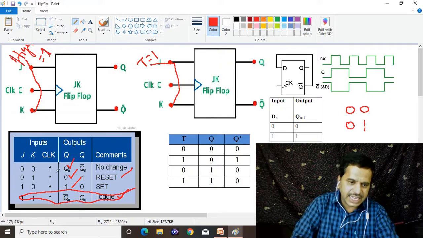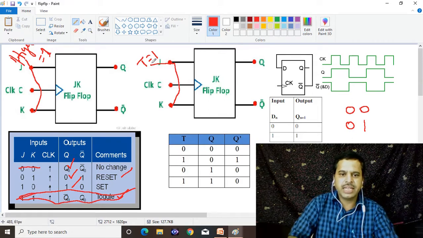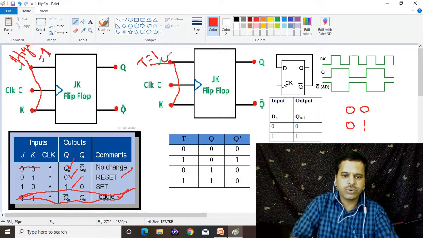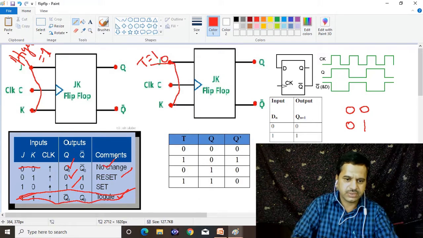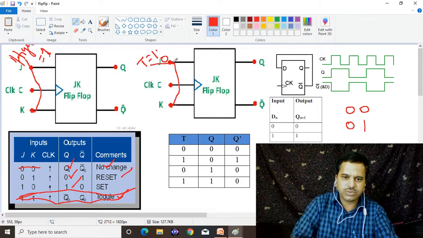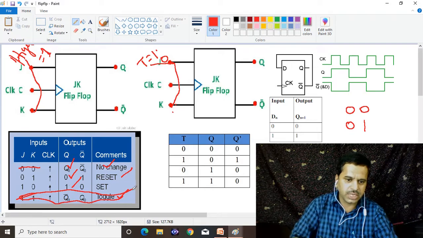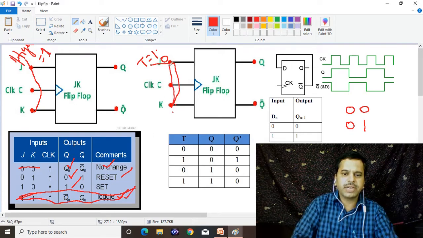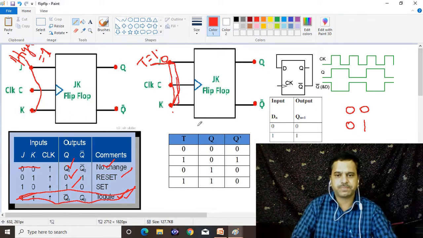When J and K are shorted, then only two conditions exist, that is 0, 0 or 1, 1. When T is equal to 0, that is J and K are equal to 0, that is no change. That we don't want. When T is equal to 1, that is J is equal to 1 and K is equal to 1, that is the toggle condition. So for a JK flip-flop, we can make it a T flip-flop by shorting the J and K.